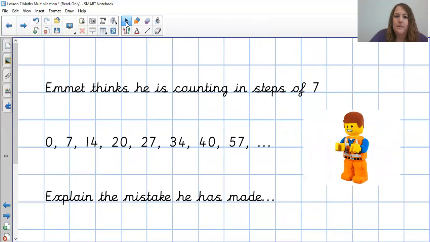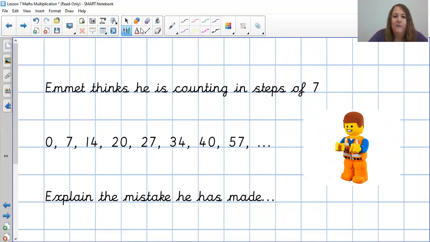Okay, our Emmett problem today. Emmett thinks that he is counting in steps of 7. 0, 7, 14, 20, 27, 34, 40, 47. Explain the mistake that he has made. I'm going to ask you to pause the video here again. Can you explain what Emmett has done wrong at this point?